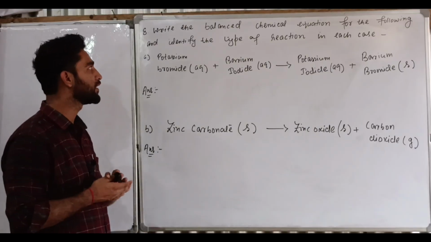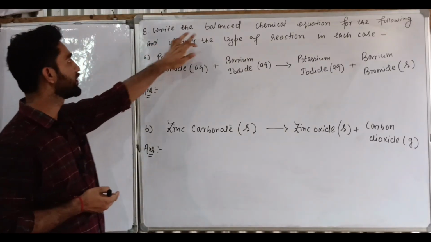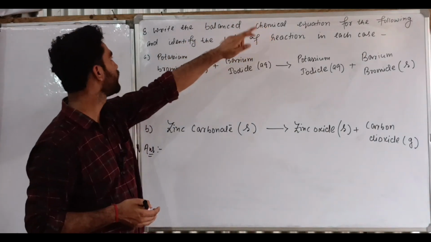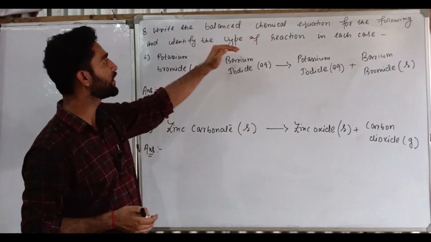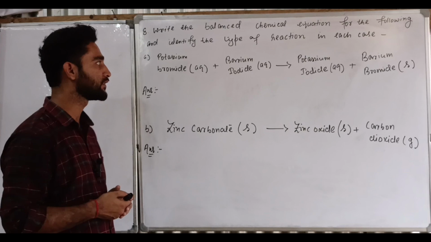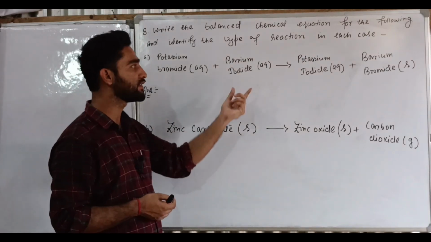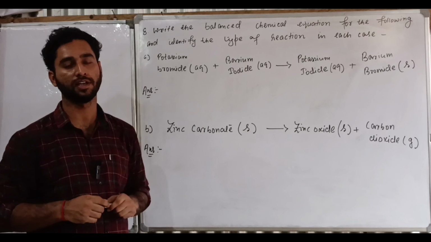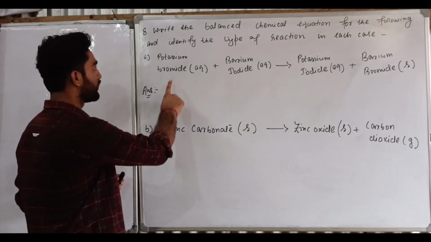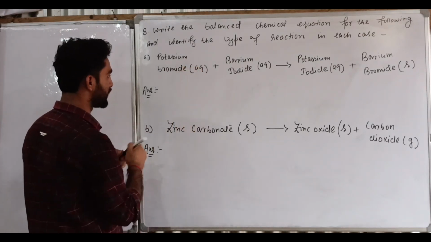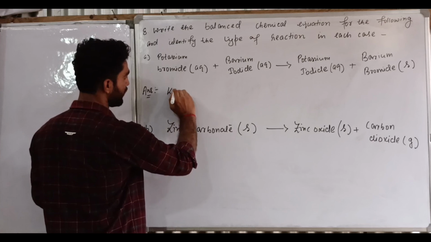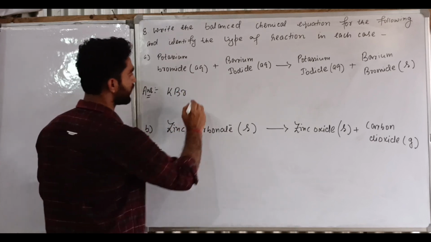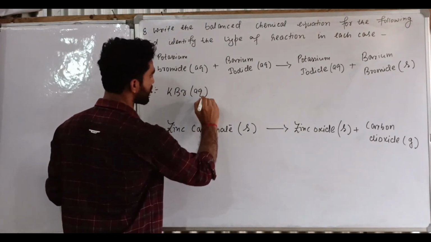Okay, now let's see the question number 8. Write the balanced chemical equation for the following and identify the type of reaction in each case. So first we have to balance this chemical equation and then we have to tell what type of chemical equation this is. So the first equation is potassium bromide, KBr, in aqueous form.